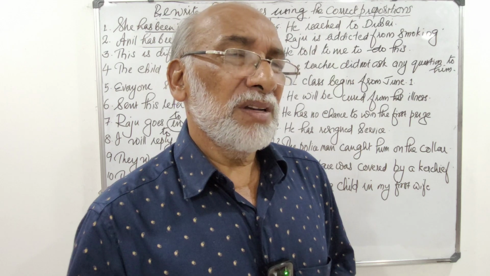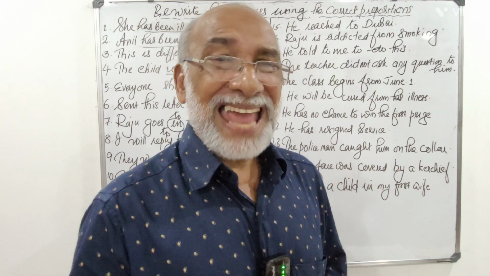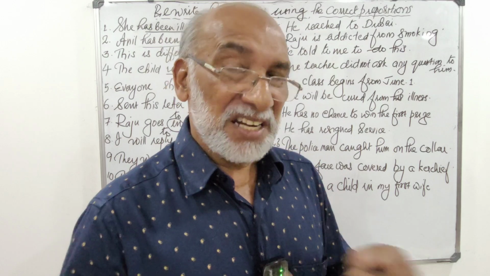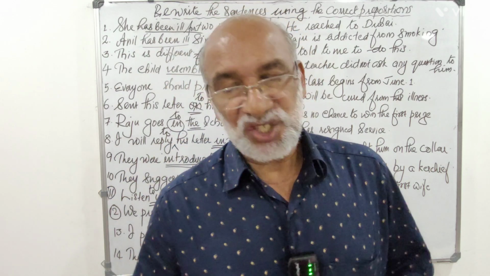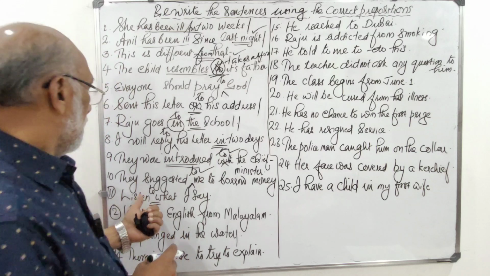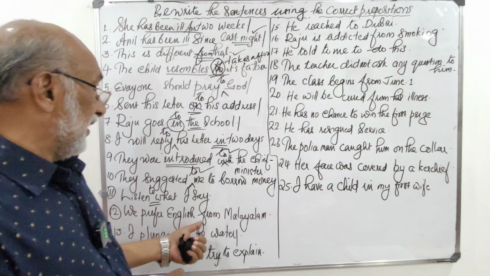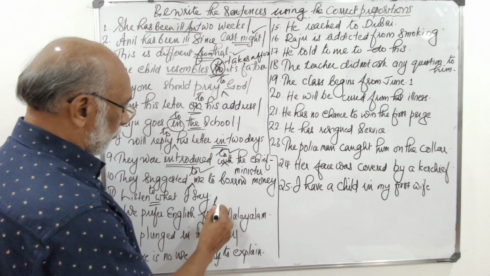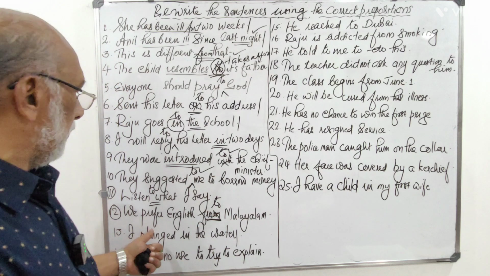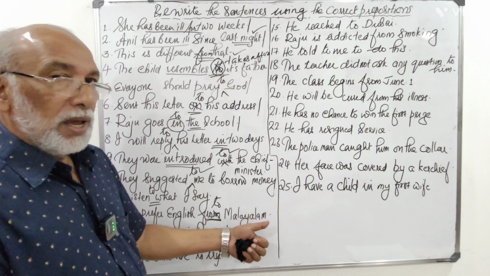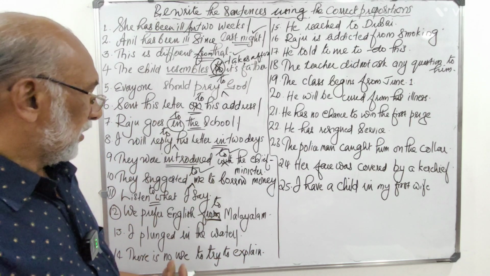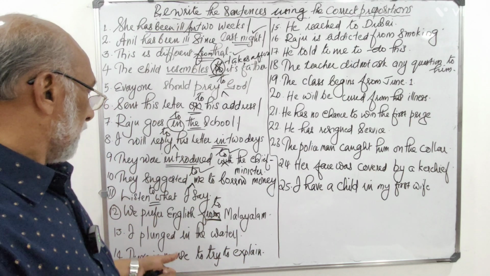Okay, very often we are confused. "Prefer tea than coffee". Sometimes people tend to use it like that, but it's a mistake, it's a wrong expression. Should be: we prefer English to Malayalam, not from Malayalam. "From Malayalam" is a wrong expression. Should be we prefer English to Malayalam. That means we prefer English, okay, not Malayalam.